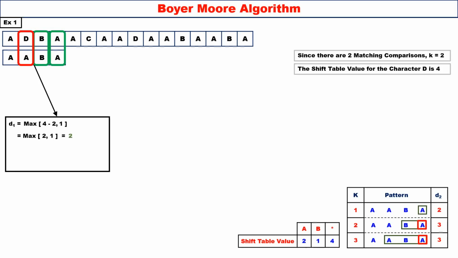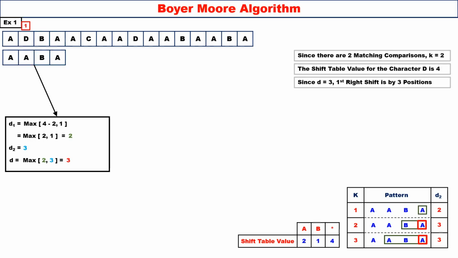This is 2. D2. So here K is equal to 2. Just observe, for K is equal to 2, what is the D2 value? 3. Therefore, you have to take 3 here. Now D is maximum of D1, D2, that is maximum of 2 and 3, which is nothing but 3. So when D is 3, the number of right shifts should be equal to 3. Therefore, since D is equal to 3, the first right shift is by 3 positions.